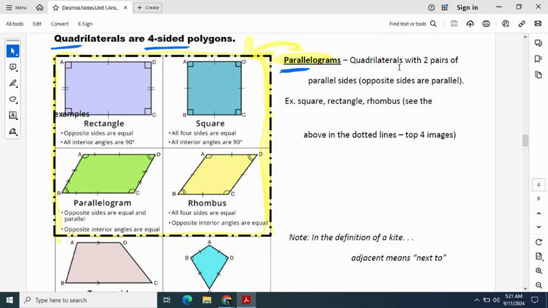Parallelograms are quadrilaterals with two pairs of parallel sides. They have to be opposite sides that are parallel. Examples of parallelograms are square, rectangle, rhombus, and this is obviously a parallelogram.